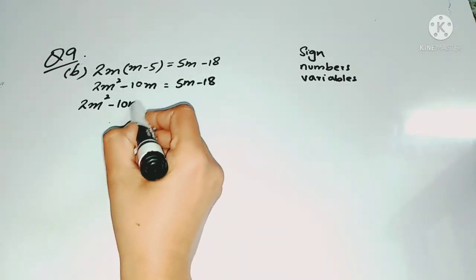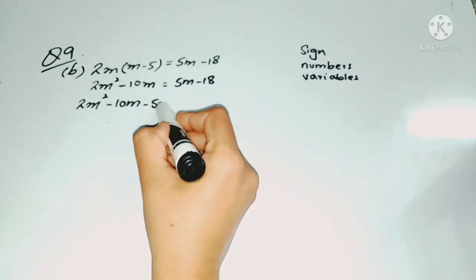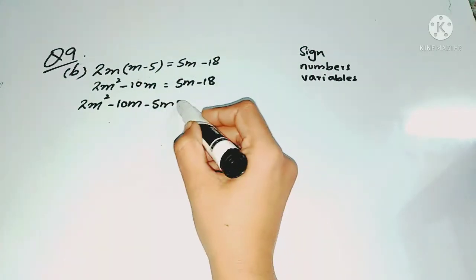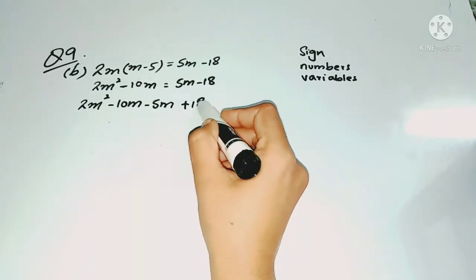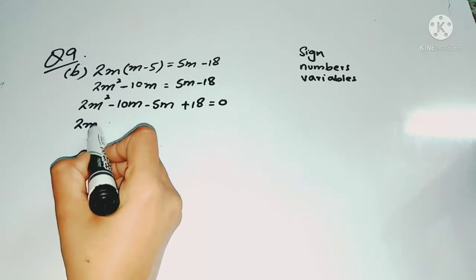minus 10m. This 5 is adding over here, but it will come to this side. It will be subtracted. And this 18 is subtracting over here. If we bring it to this side, it will be added. Is equal to 0. Now write 2m square as it is.